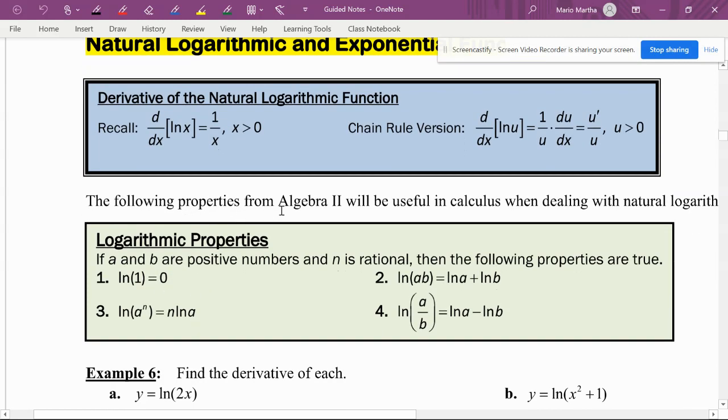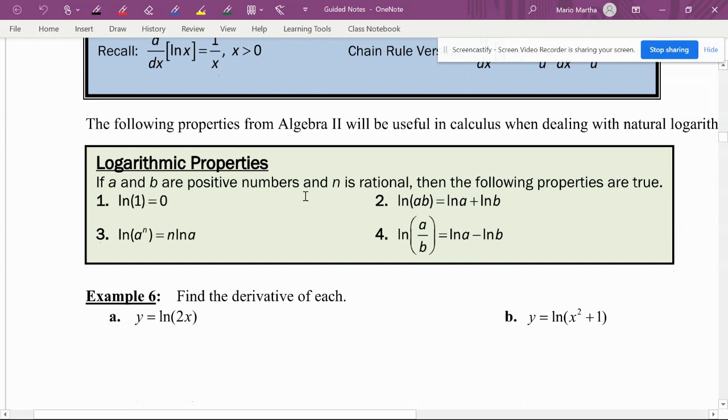Recall some of the following properties from Algebra 2 that will be useful in calculus when dealing with natural logarithms. Again, if a and b are positive numbers and n is a real number, then the following properties are true. The first one, of course, the natural log of 1 is equal to 0, right? The natural log of ab, a times b, is equal to the natural log of a plus the natural log of b. That's the product property, if you recall that one.